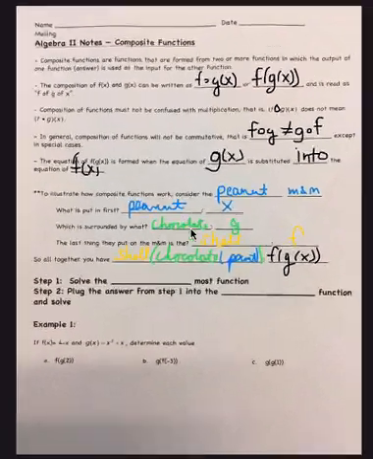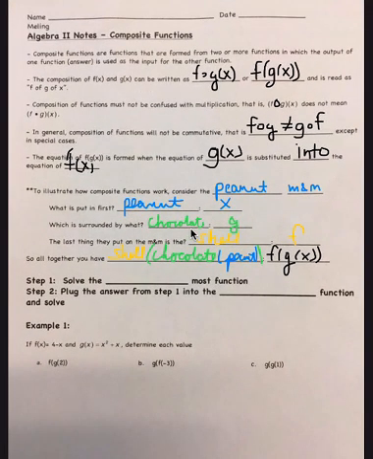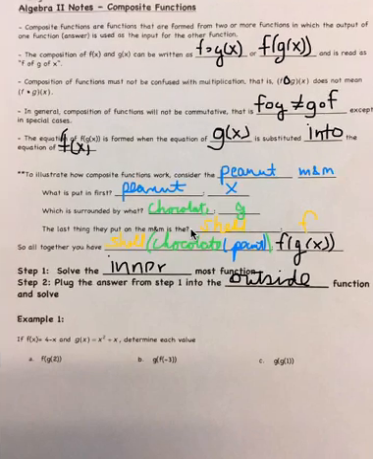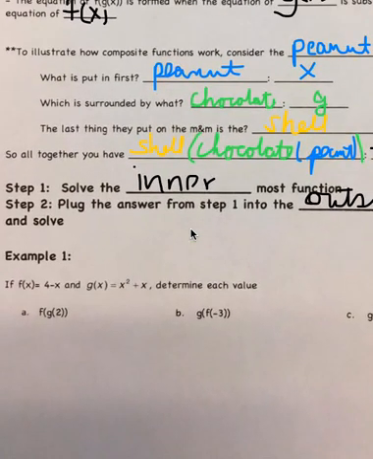When we're solving these types of equations, we go from inside out. So we solve the innermost function first in step 1. We plug the answer from step 1 into the outside function. So innermost function, find our answer, plug it into the outside function. So what your output was becomes your new input, and then we solve. Let's look at some examples.